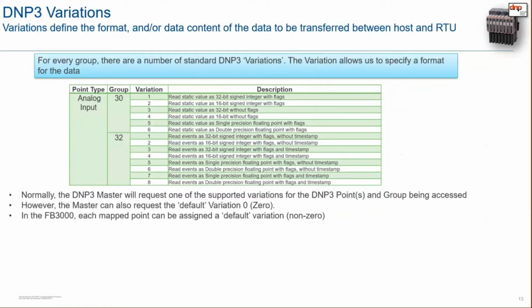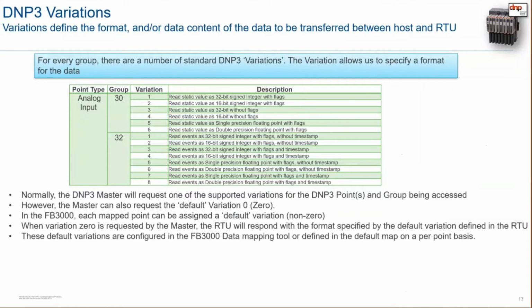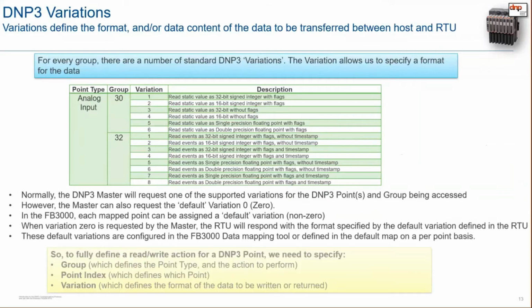And you may have noticed, if we went back a couple of slides, that screen capture of the documentation showed you choosing a variation for each point. And when the master requests variation 0, the RTU gets to decide the format that's returned, and it will be the default. Those variations I've mentioned are defined either in the default map in the documentation, or when you're using the FBX Connect configuration tool to do the mapping, you can choose them there.